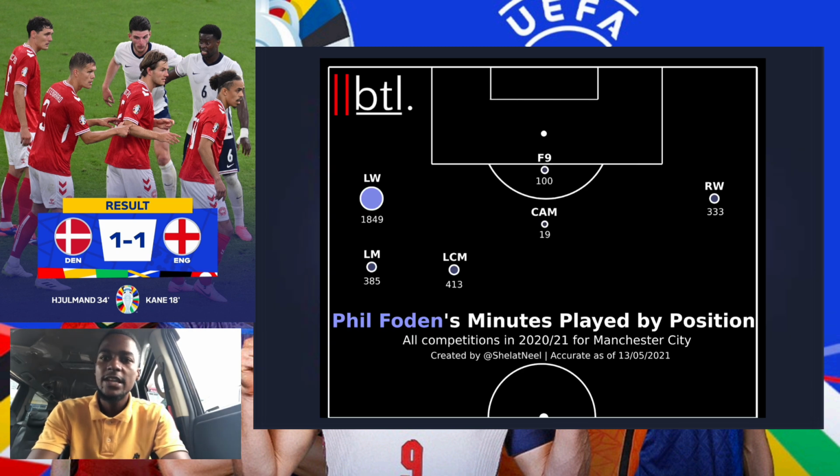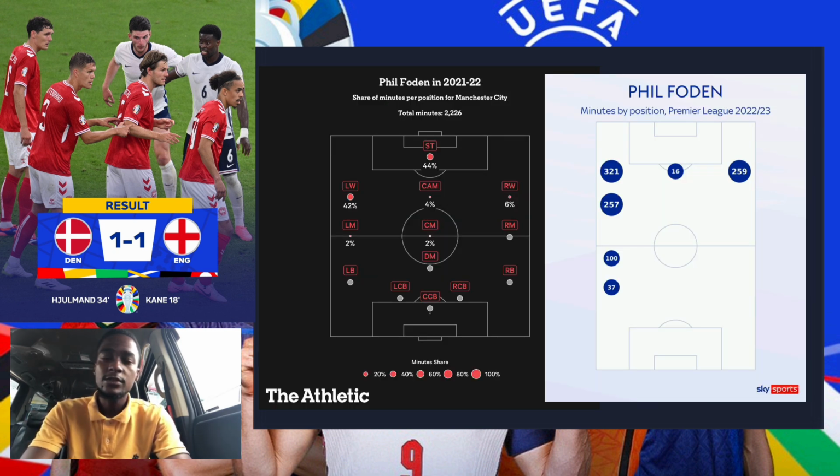In the 2020-2021 season in all competitions, the position Foden played the most minutes was the left wing position, where he amassed 1848 minutes, and the next most was left center midfield, collecting 413 minutes. In this period he had a prime Sterling as competition. In the 2021-2022 season his minutes were shared amongst different positions, with the most being the center forward position with 44%, while the left wing position had 42%, the second most minutes.